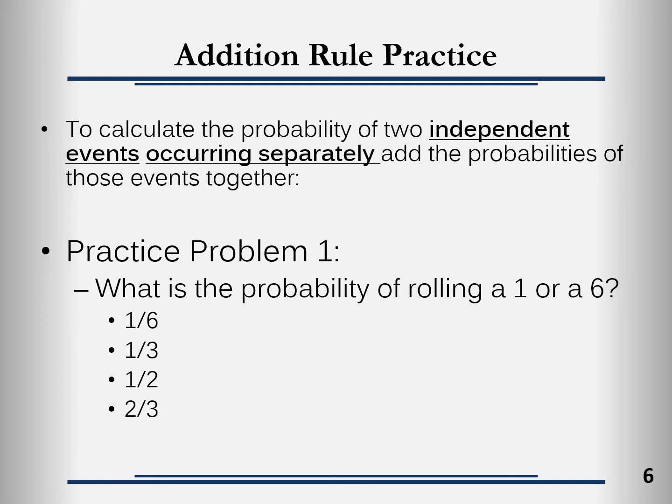So here's a different version of the same problem. What is the probability of rolling a 1 on a six-sided die? That's 1/6. The probability of rolling a 6 is also 1/6. And if I say "or," I must add those together to get 2/6, which is 1/3.